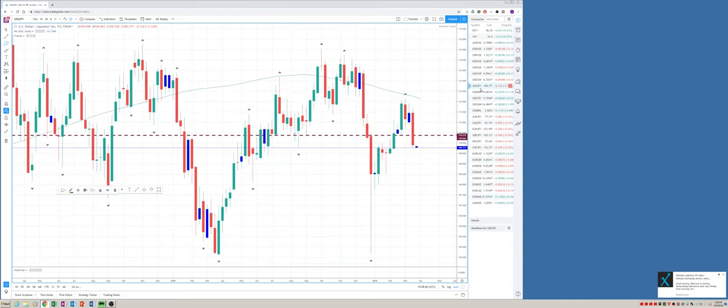Let's take a look at dollar yen. People trying to express their risk off views. The big breakdown was here through these lows, 110.40, and the targets for this were 109.70, which we got down to 109.74.